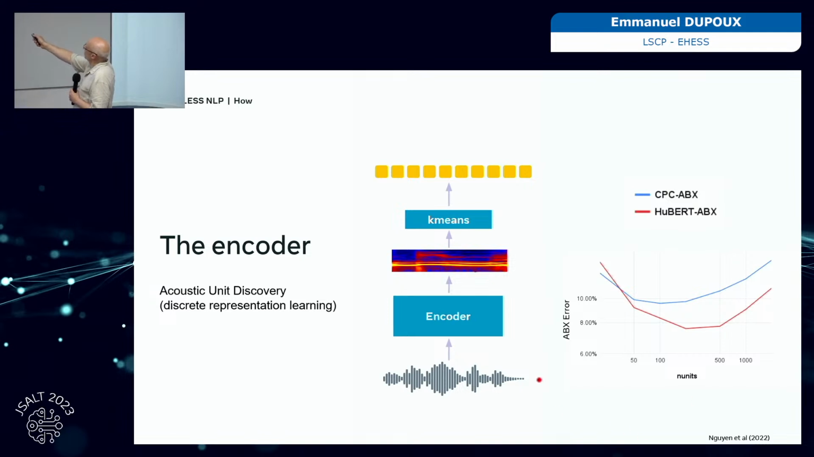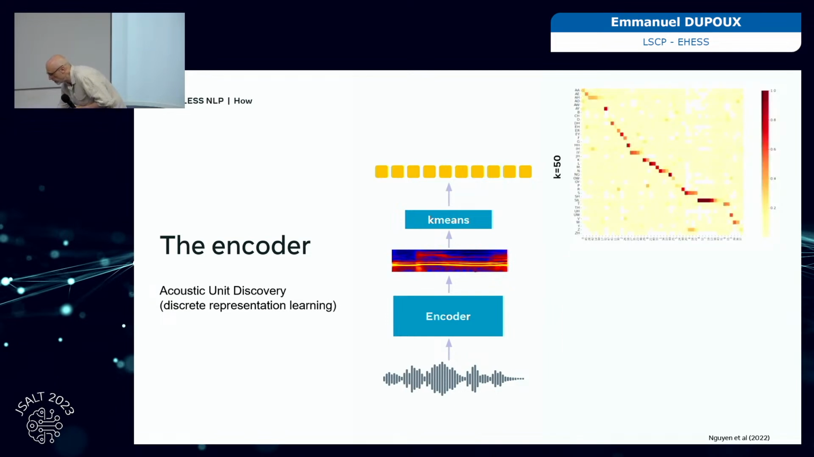The other thing you can see is that this is the number of units. This is the k in k-means. And so if you have too few units, it's not very good because you are starting to confuse phonemes. If you have too many units, then you are splitting phonemes into too many parts, and that's why the score is going up again. So there is a good range of units between 100 and 500, which seems to be good.